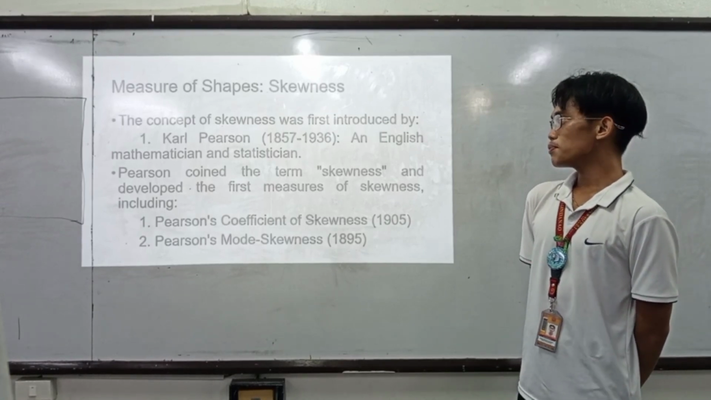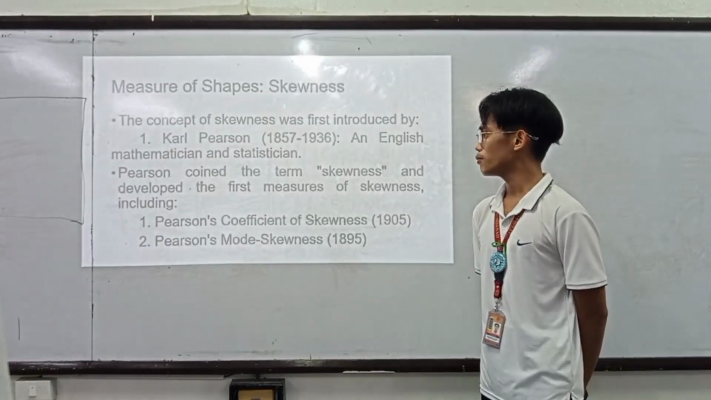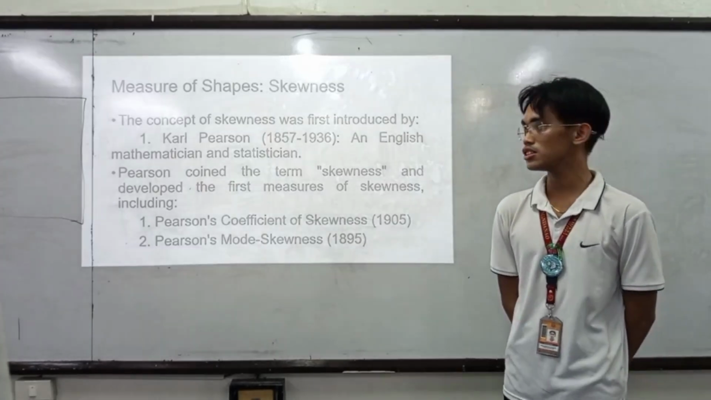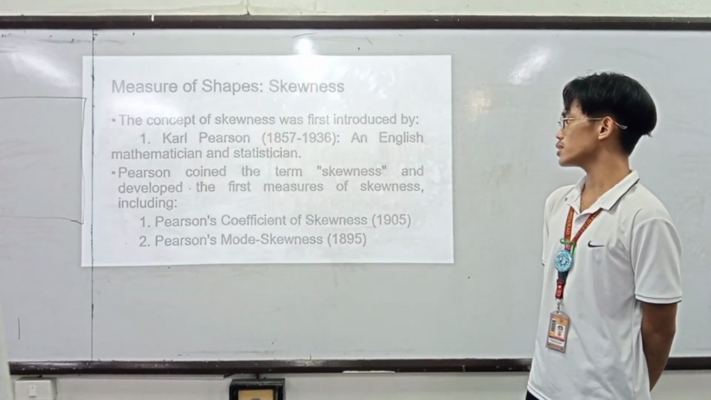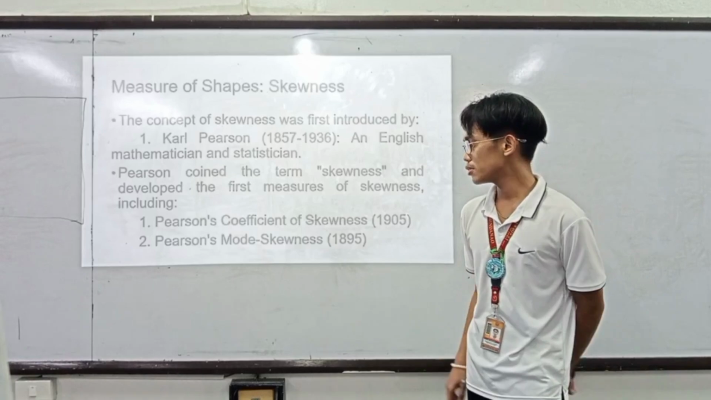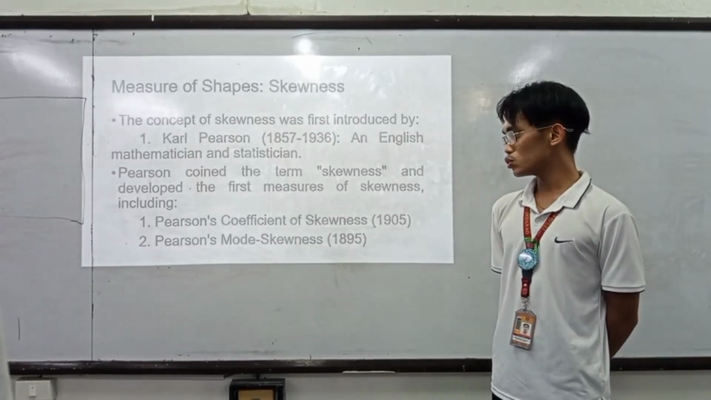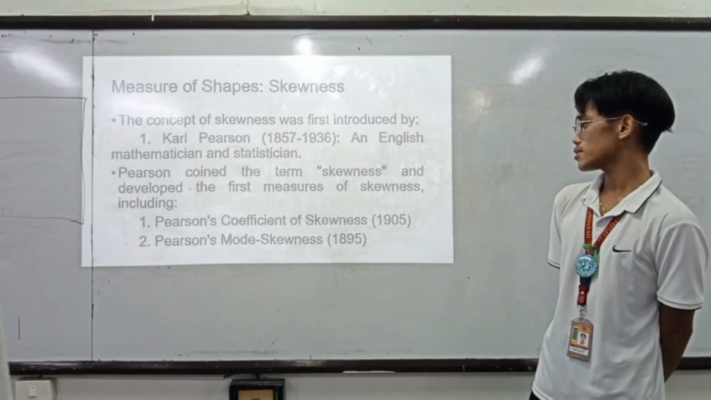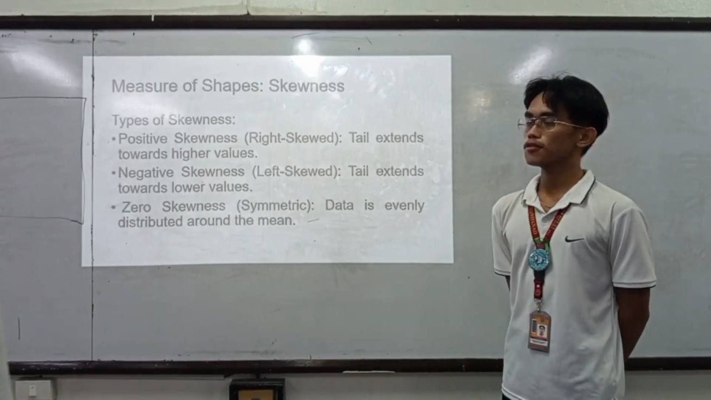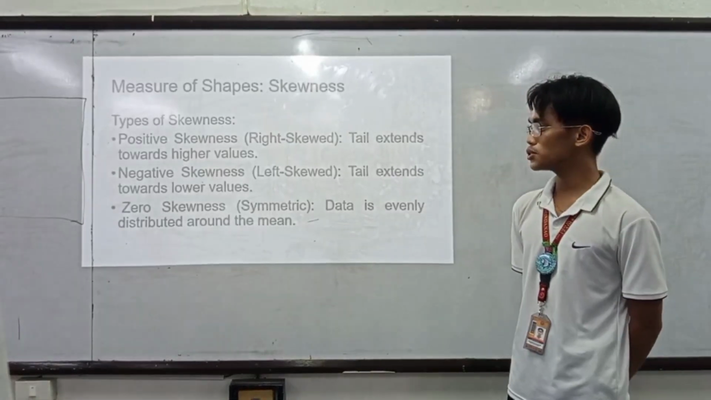Now, the concept of skewness was first introduced by Karl Pearson, from 1857 to 1936, an English mathematician and statistician. Pearson coined the term skewness and developed the first measures of skewness, including 1. Pearson coefficient of skewness, 1905, and 2. Pearson's mode skewness, 1895.